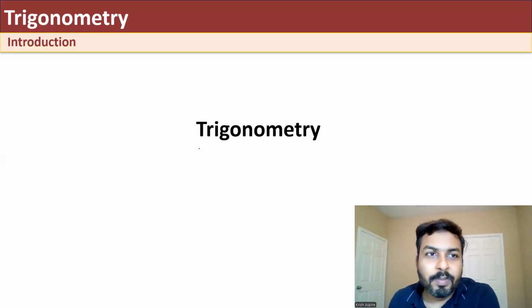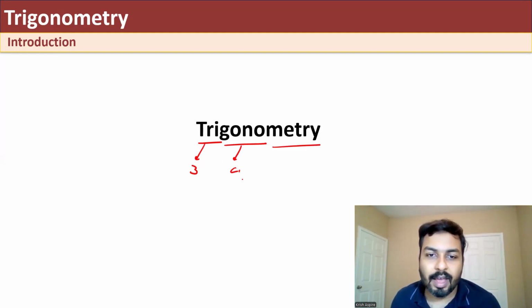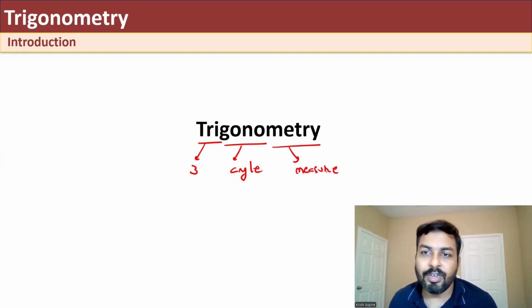All right. The topic that we are going to discuss now is trigonometry. In trigonometry, tri means three, gono means angle, metry means measure. So trigonometry means three angle measure. That is the literal meaning of trigonometry. It actually means the triangle.